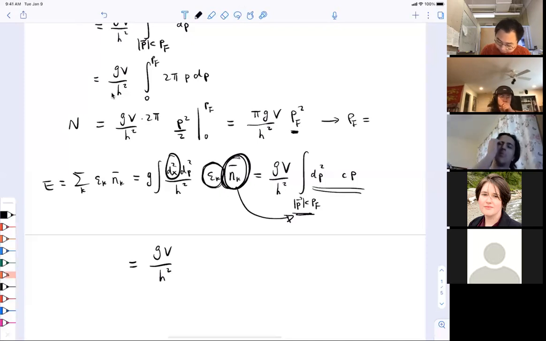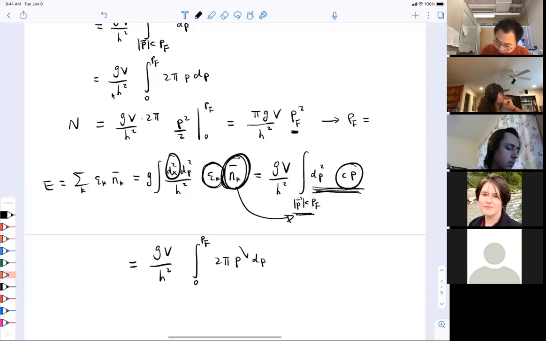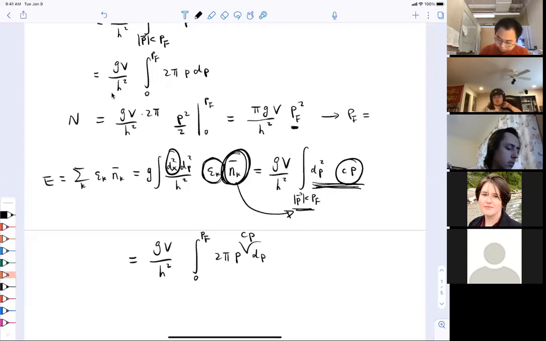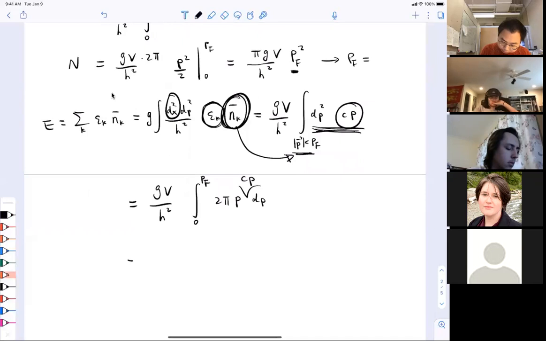And this is given by the integral from 0 to pf. I'm converting this from the Cartesian coordinate to the polar coordinate, and 2 pi p dp, and we have this, so times cp. Right. I'm going step by step, so let me know whenever you get confused.